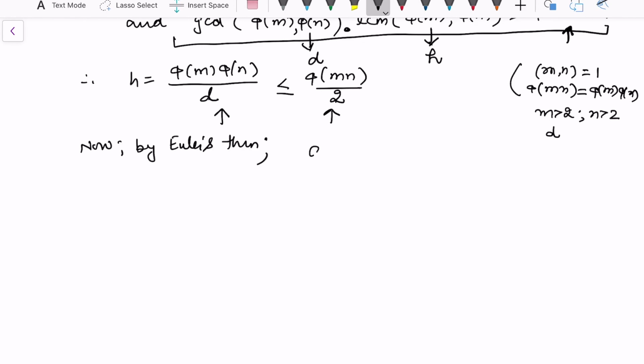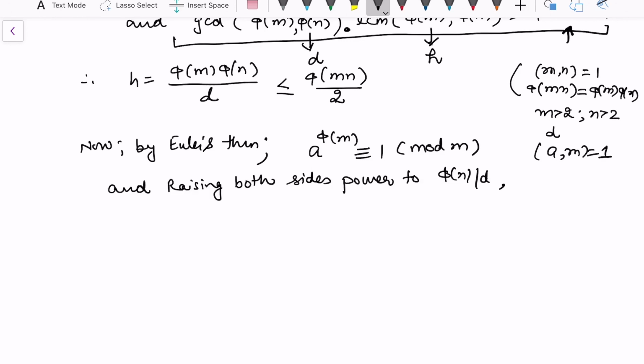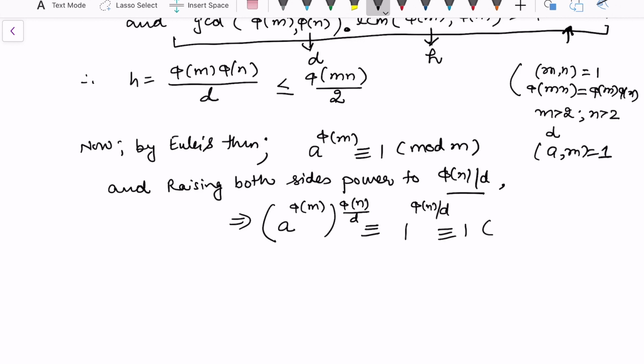we know a to the power phi of m is always congruent to 1 modulo m. This holds always true once we know that GCD of a and m is 1. This is true. And raising both sides to the power phi n by d, we get a to the power phi of m whole to the power phi n by d, which is congruent to 1 to the power phi n by d, which is the same as congruent to 1, because 1 to the power any quantity is 1 modulo m.